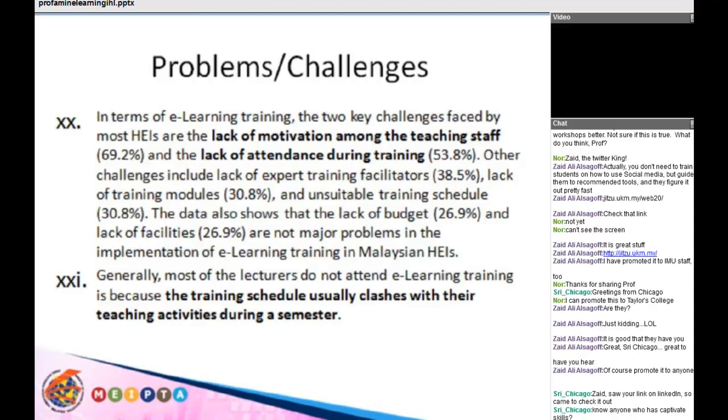Once you sign in, if you fail to attend, that will be the first and the last. But I don't know whether that works well with lecturers in public universities.